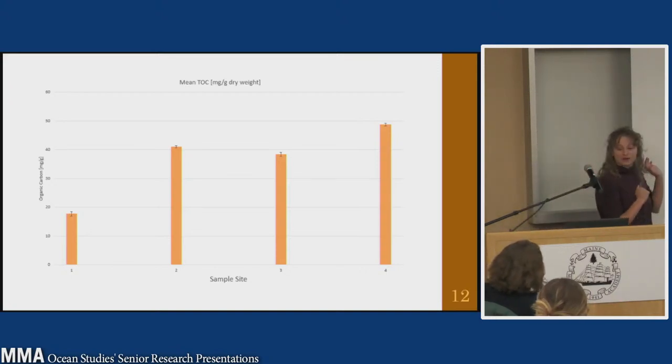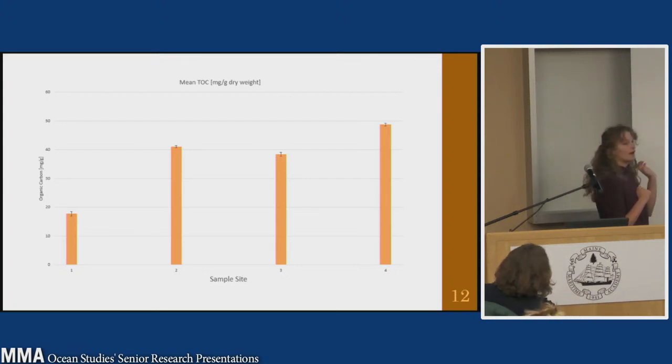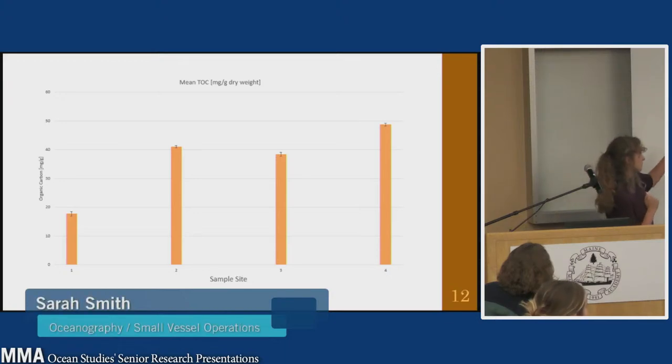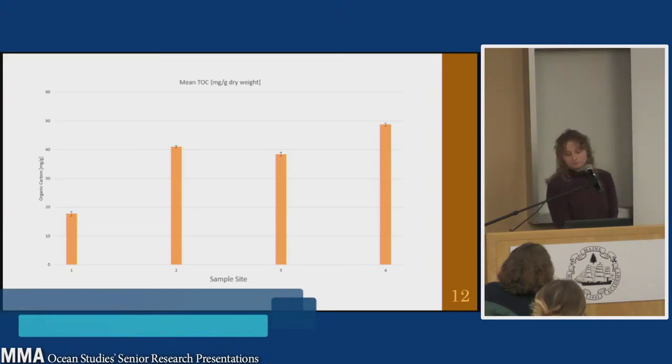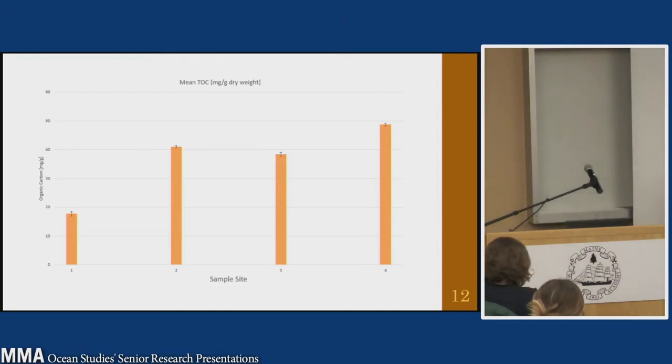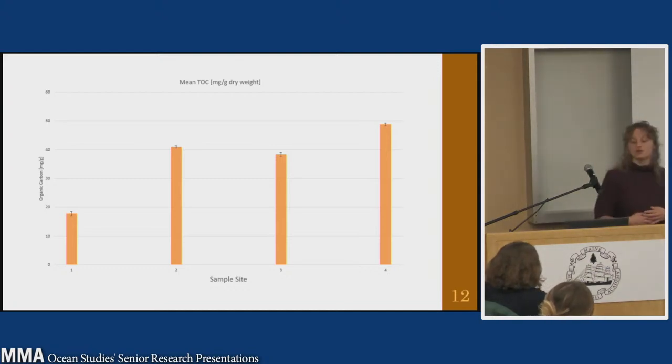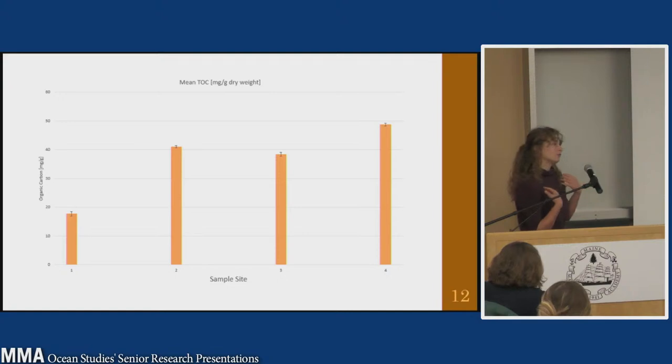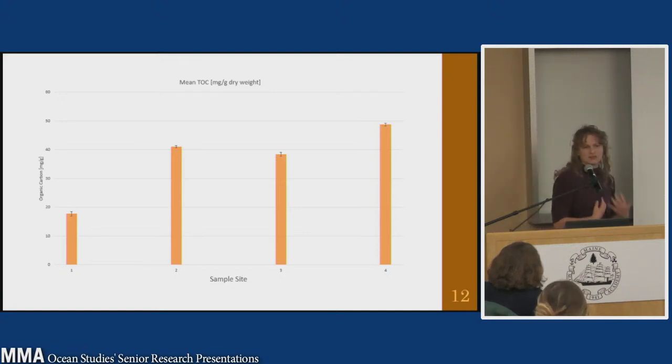Here is my total organic carbon for each site. I averaged the data, and the error bars are the standard deviation. As you can see, sites 2 and 4 had high total organic carbon, so I would expect those two sites to have more PAHs than sites 1 and 3.